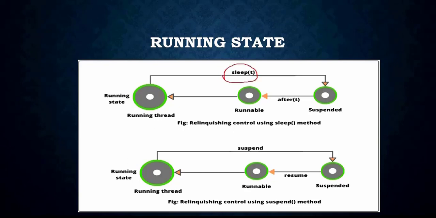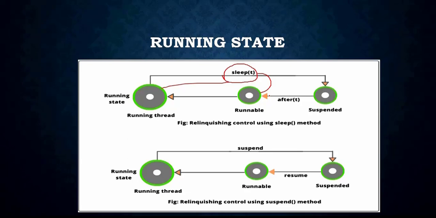So what does that mean? For a certain amount of time, that particular thread will be in sleeping mode. Then after that time elapses, it will again enter the runnable state. It won't go straight to the running state. Instead, it will come and queue up in the runnable state after that time has elapsed from that sleep method.